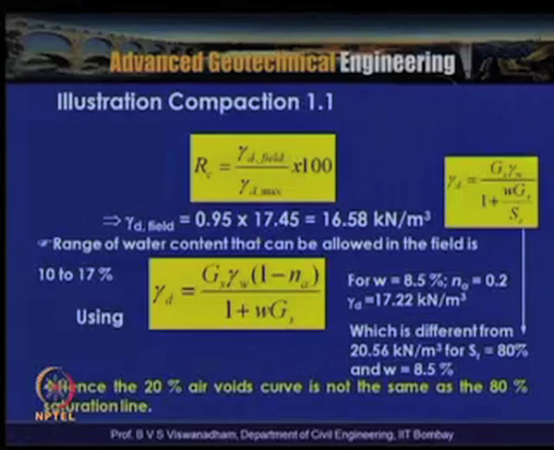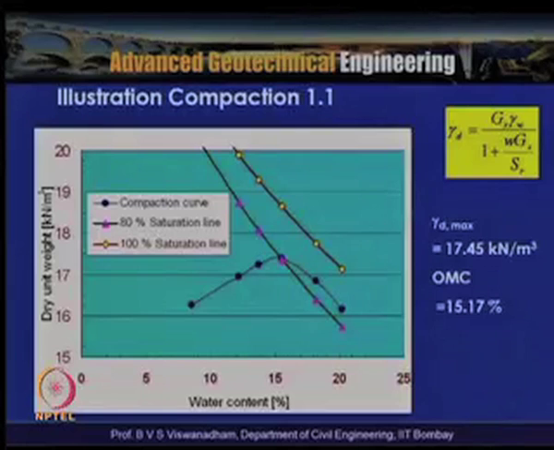Now, in continuation, to determine the relative compaction, 95% relative compaction is specified. So, gamma d field which is required is 0.95 times 17.45, which is 16.58 kilonewton per meter cube. So, the range of water content that can be allowed in the field is 10 to 17%. From this slide, for that particular density, 95% of the maximum, the range of water contents allowed in the field ranges from here to here.